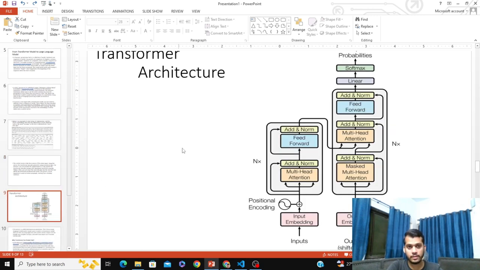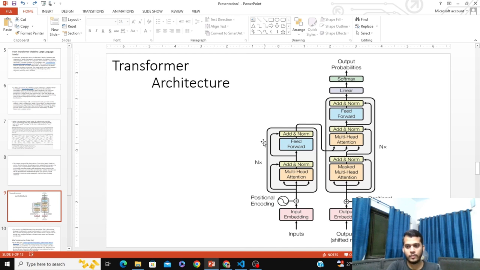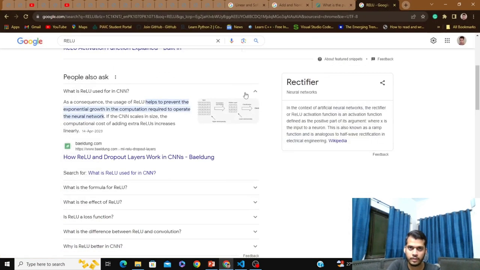Now see the transformer architecture. Now the important part: position encoding. Now multi-head attention. Now add and norm. What is add and norm? Now see what's next.